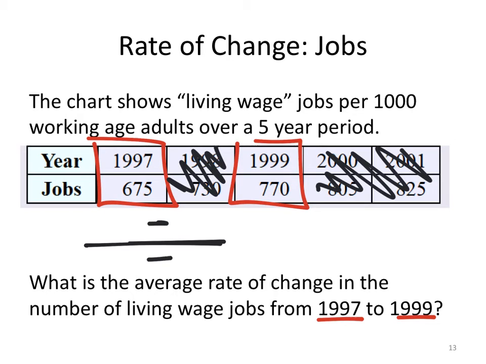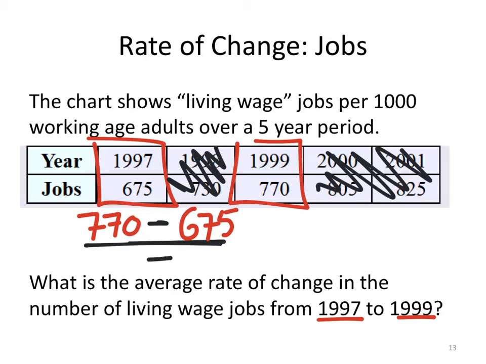Like, I'm trying to think of a scenario that would work, but I don't want to waste too much time. Definitely the number of jobs per 1,000 working age adults over a 5-year period will depend on what year it is. Okay, so that means that the jobs is our numerator on this one. And I'm going to start with the second value just because I see it's increasing. I'm going to start with the second value and subtract the first value.